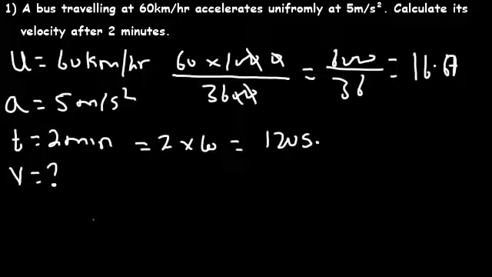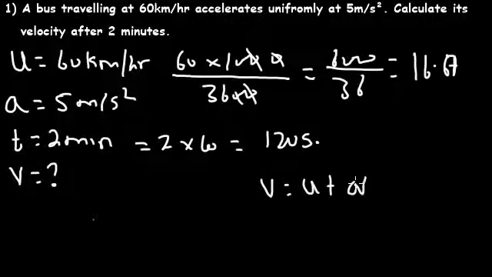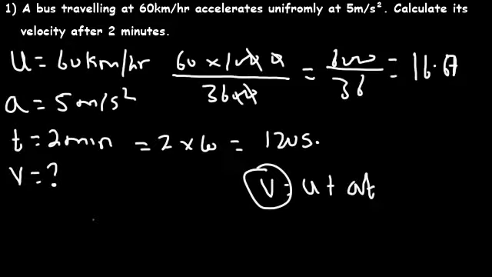Now the next thing is just to go back to our decision. So which of them out of the 4 will work best for us? Now notice that the first one, which says that v is equal to u plus at, will definitely be the best one in this case. As u is given, a is given, and t is given. And this can help us to find v in no time. So that's how to make your decision.